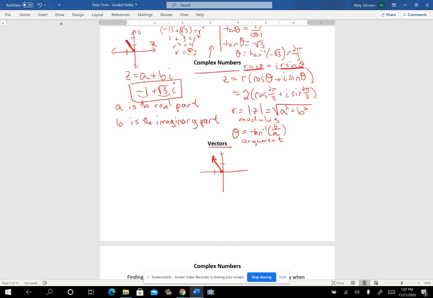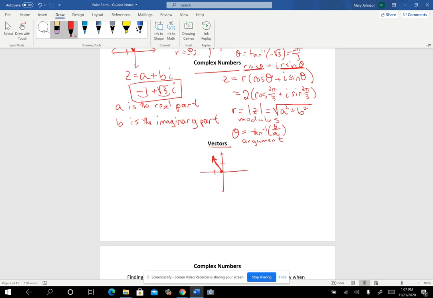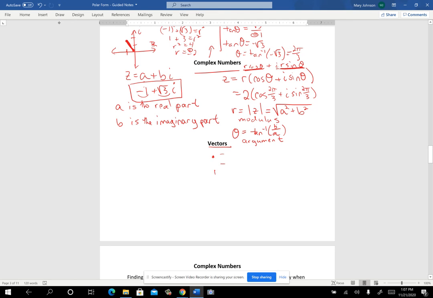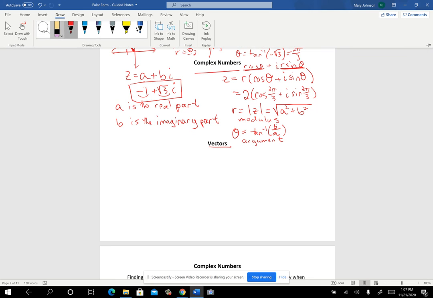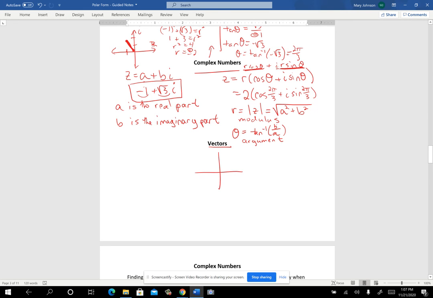What are you erasing? So let me just draw that again. I don't want that point at the origin. That's why I erased that. Okay, so with the vector, I still want to think about that same point, -1, square root of 3, but I'm just going to have that vector that ends at that -1, square root of 3 spot.